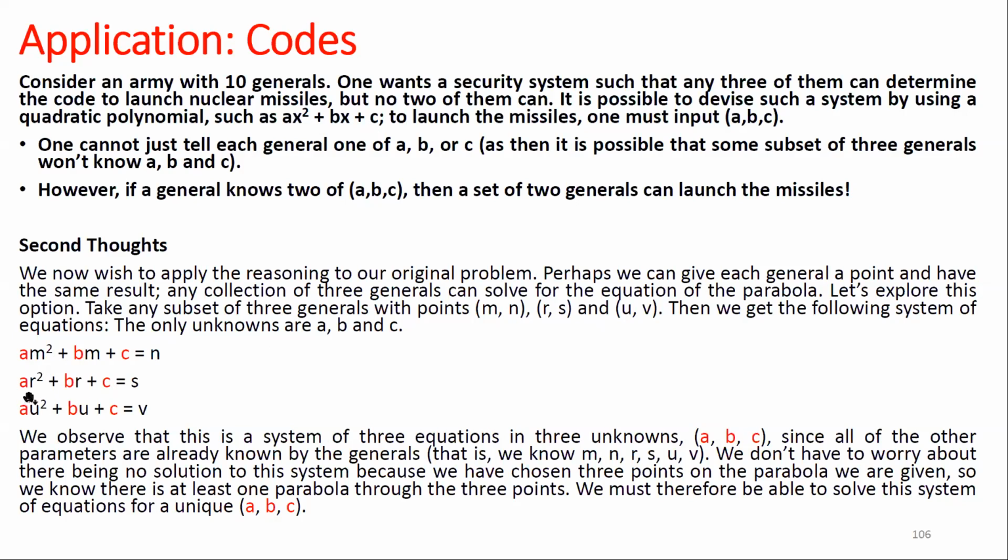Now we plug in x equals r and y equals s, and we get our second equation, ar squared plus br plus c equals s. Then we get our third, au squared plus bu plus c equals v. So we have 3 equations and 3 unknowns. And so what we can do is we can solve for a, b, and c, and it works. What's nice about this is you can generalize. So imagine instead of you need 3 generals, imagine you need 8 generals.